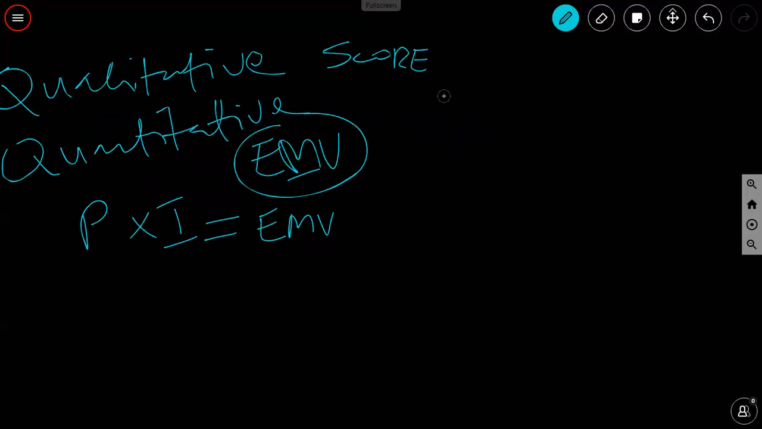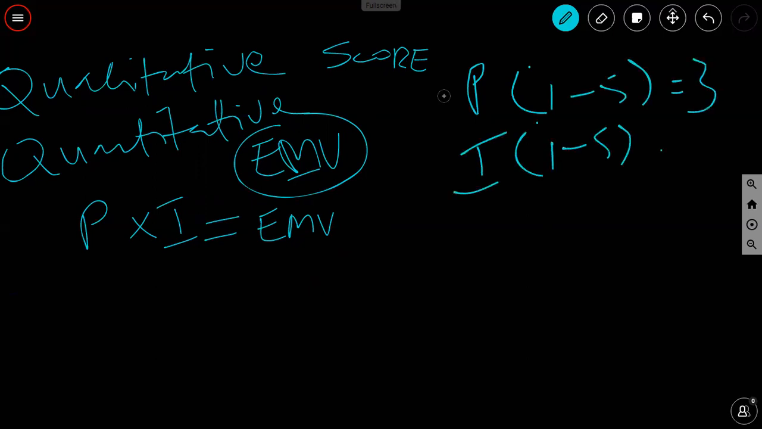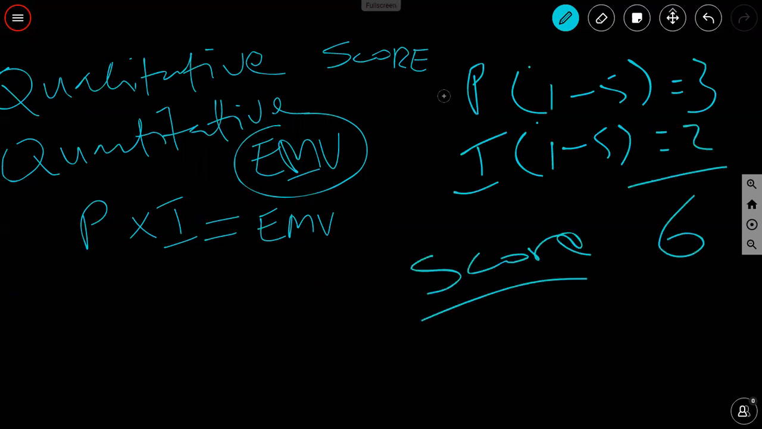It's easier. We take a look at a scale of 1 to 5. We say the probability on a scale of 1 to 5 is a 3. The impact on a scale of 1 to 5 is a 2. We multiply them, we get a 6. That is your risk score, right? The probability times the impact is your risk score.